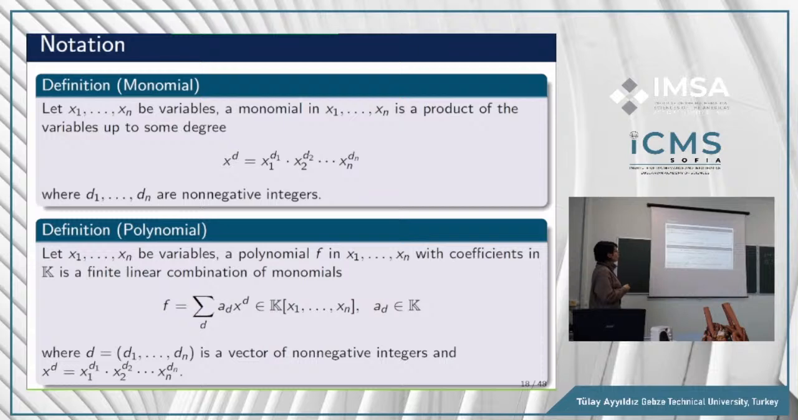Also, when I define the polynomial based on that multi-index notation, when I write a sub d, x to the d, what I mean here is that x^d is just a monomial. It's not just one variable, and a_d is the coefficient of that term. So it will be just the sum of d terms.